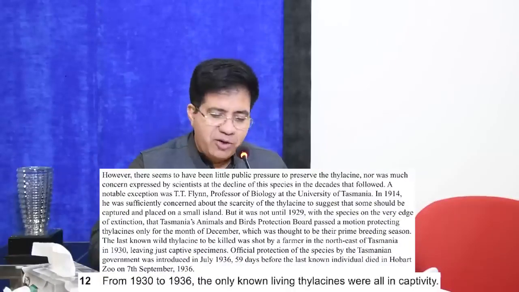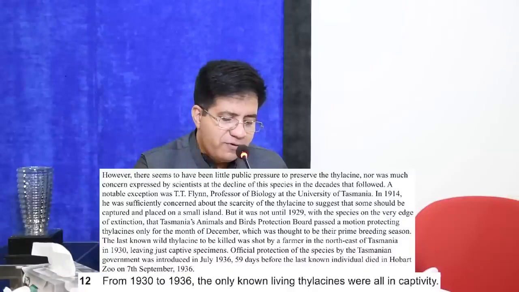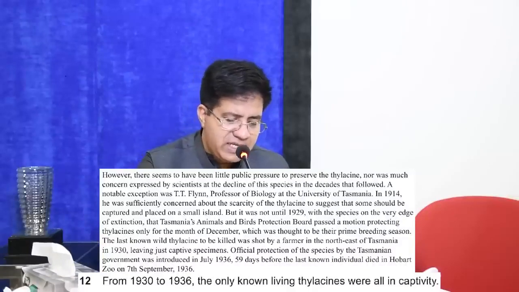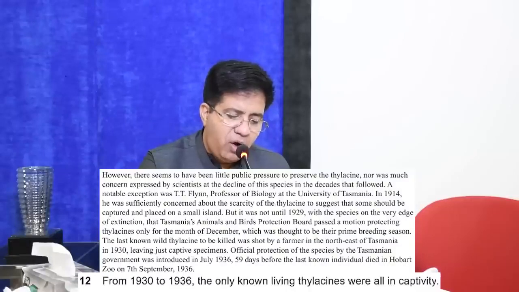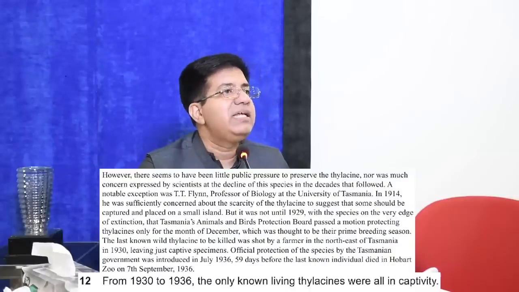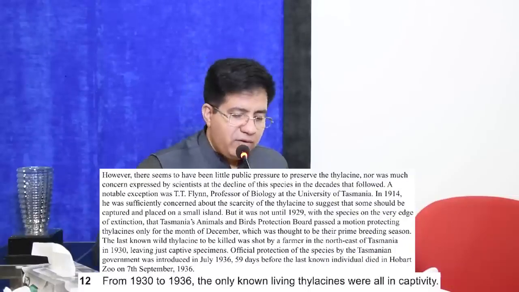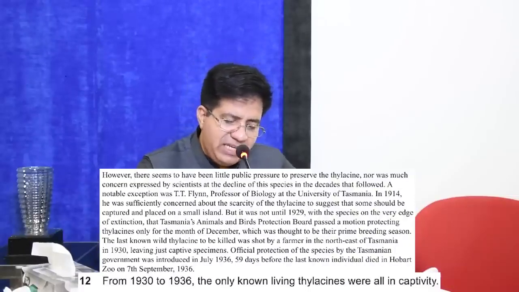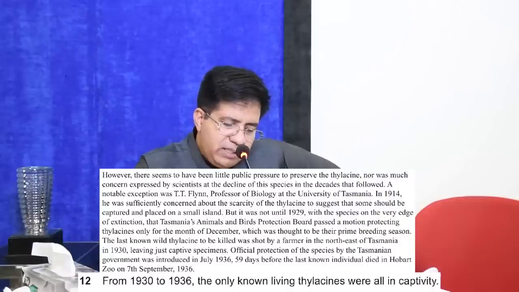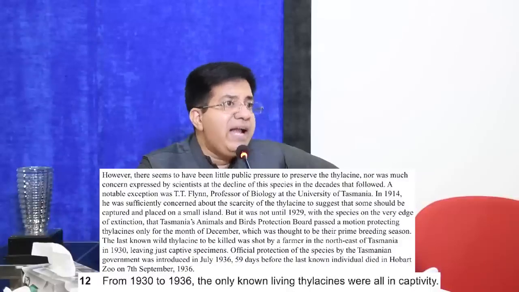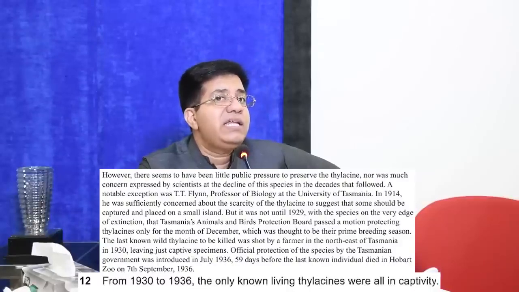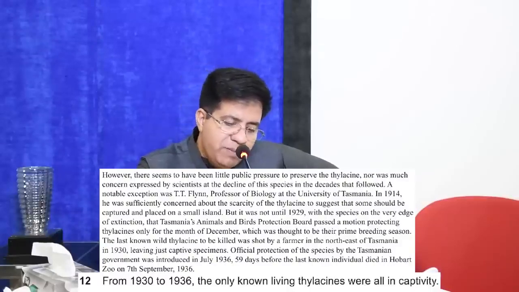Wait a minute, let's read the question, then we decide. From 1930 to 1936, the only known living thylacine were all in captivity. Now listen, how many were left? Okay, so please come back here. What do they say? We read it again. They said here, after this, the last known wild thylacine. Last known, that was wild thylacine, but we are looking for thylacine in captivity, in the zoo. To be killed was farmer. Then they say, leaving just captive specimens. Now what are those captive specimens?